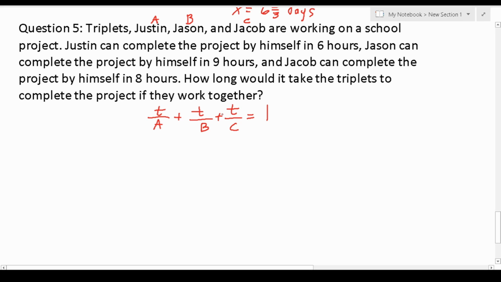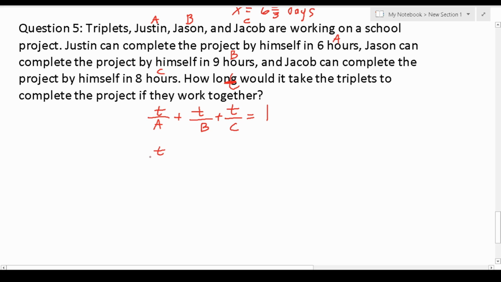So as you can see, I made an adjustment to the generic formula to mirror what's in the word problem. In this case, we're trying to figure out how long it would take them working together to complete the project. So we know T is going to be the variable for which we're solving. Apart from that, we're given information about how long it takes them to complete the project individually. Again, Justin does it in 6 hours, so we know A is going to be 6. Jason can do it in 9 hours, so we know B is going to be 9. And Jacob can do it in 8 hours, so we know C is going to be 8. So let's go ahead and plug those values in and then solve.